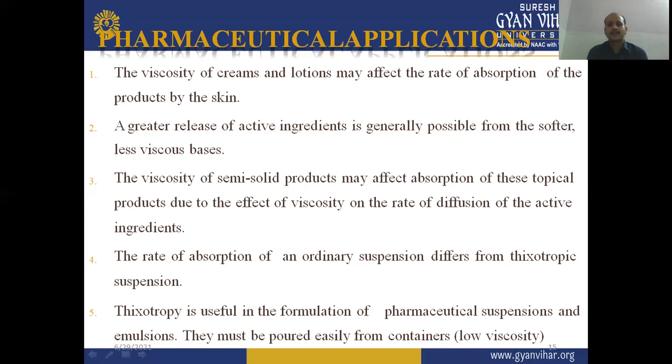So there are different examples of thixotropy in pharmacy. We can use the thixotropic behavior to show better applications of these substances. Some of the applications are as follows: the viscosity of creams and lotions may affect the rate of absorption of the products by the skin. Where topical or cosmetic preparations are applied, the rate of absorption depends on the viscosity of creams and lotions.